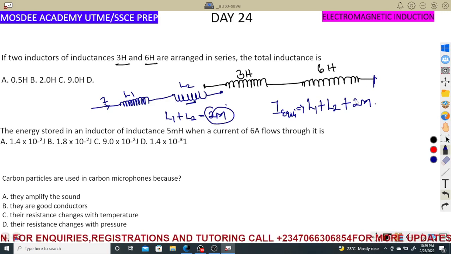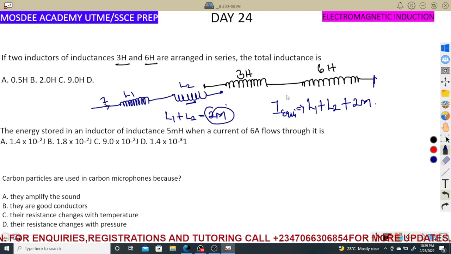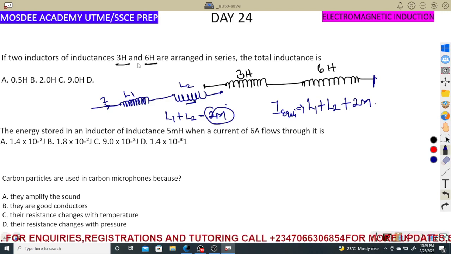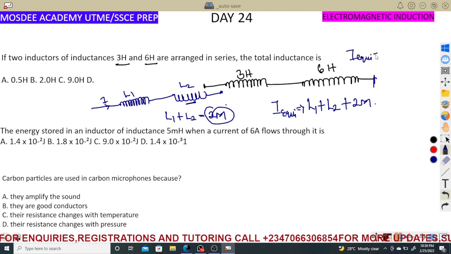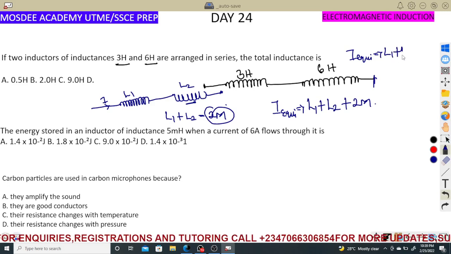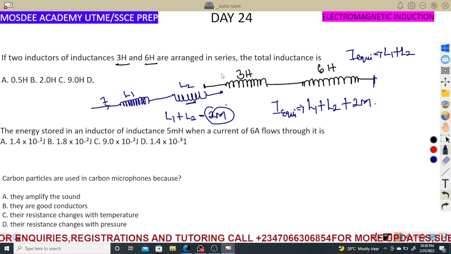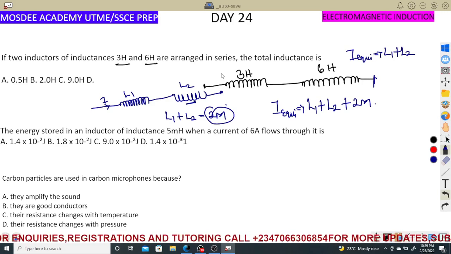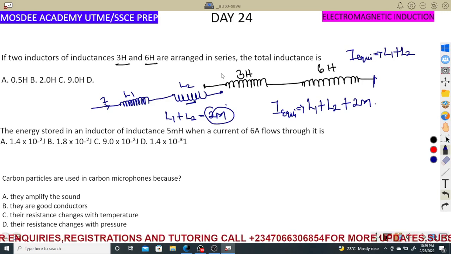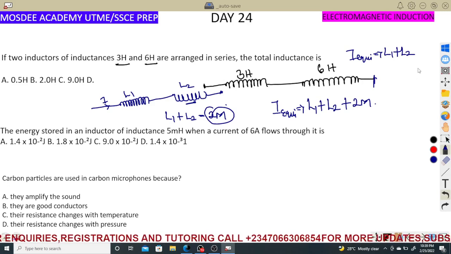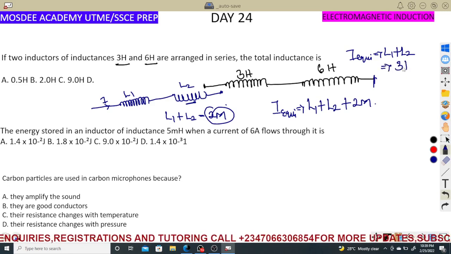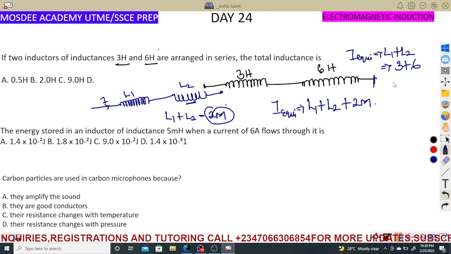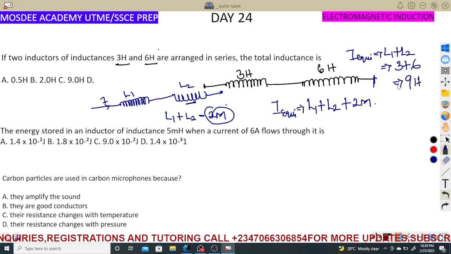But if they are facing the same side, you add the 2M. Some questions might give you this, but this question is a simple one on isolated inductors. It's just the equivalent. So you just add L1 plus L2. But in case they give you a mutual inductance, you also multiply it by two. So this is a simple question. What is L1? 3. What is L2? 6. 3 plus 6 is equal to what? 9 H. It's a very simple question.